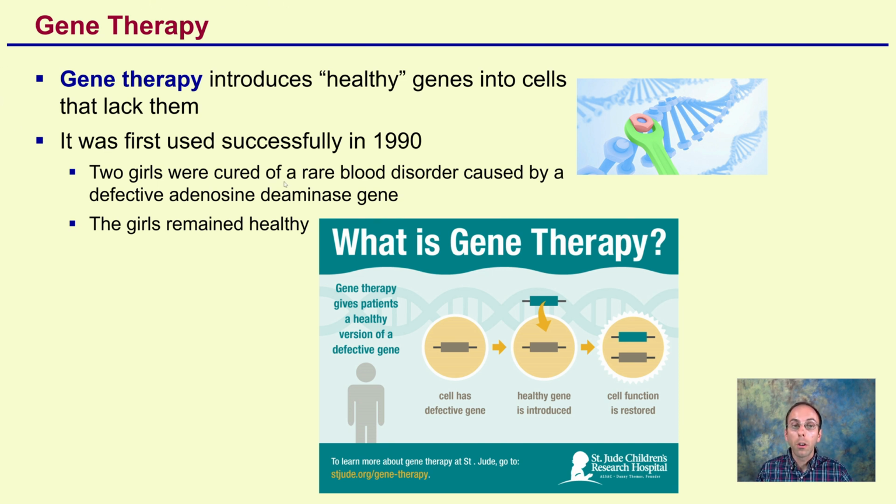Two girls were cured of a rare blood disorder caused by a defective gene, and the girls remained healthy, even well beyond that. So in the most basic form, this is kind of repairing genes or fixing a broken gene. It's finding and identifying a region or a gene that is defective and replacing it with a healthy gene, allowing that cell then to replicate, causing that now normal or healthy gene to proliferate in the cells.